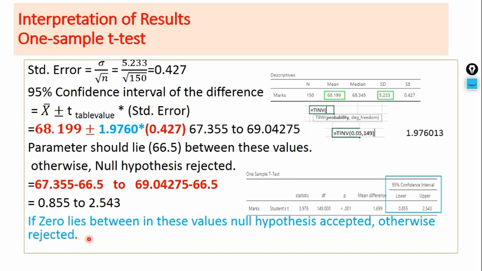If 0 lies between these two values, if we draw these values on a number line, you can check both values are positive. 0 does not lie in between these. If 0 lies between these values, the null hypothesis is accepted. Otherwise, the null hypothesis is rejected. On the basis of both criteria, we get the same answer. 0 is not lying in between, so the null hypothesis is rejected.